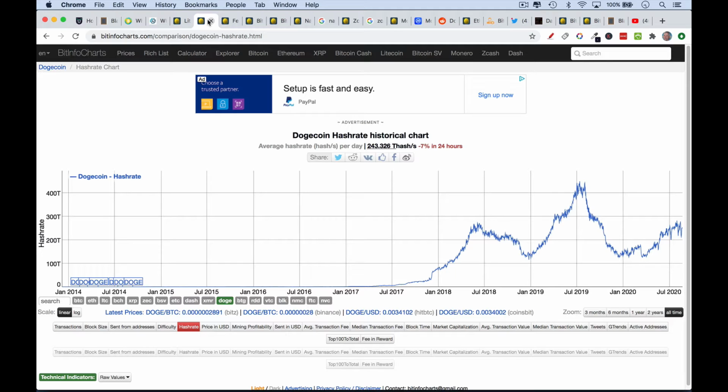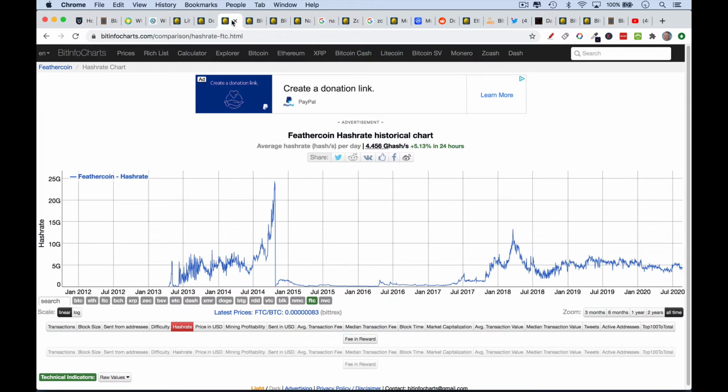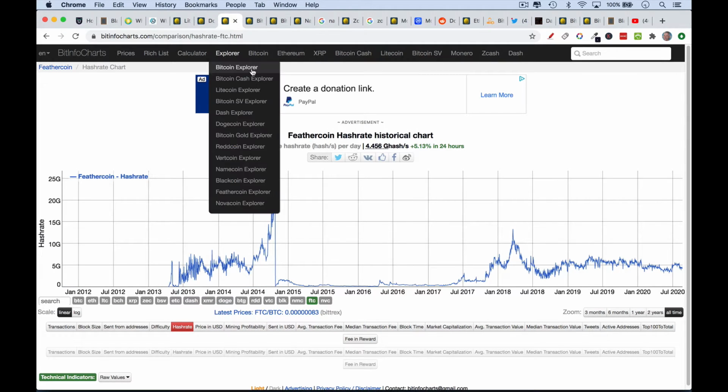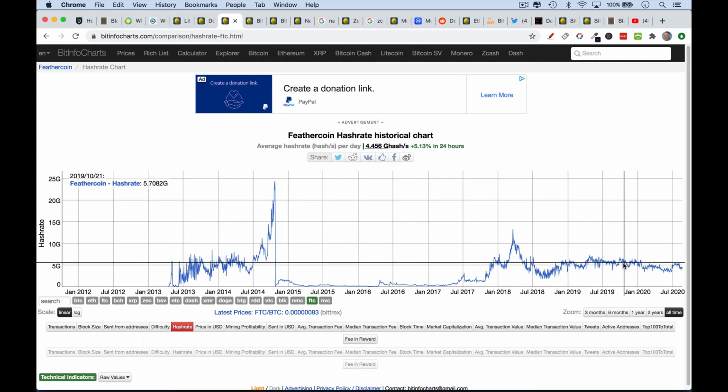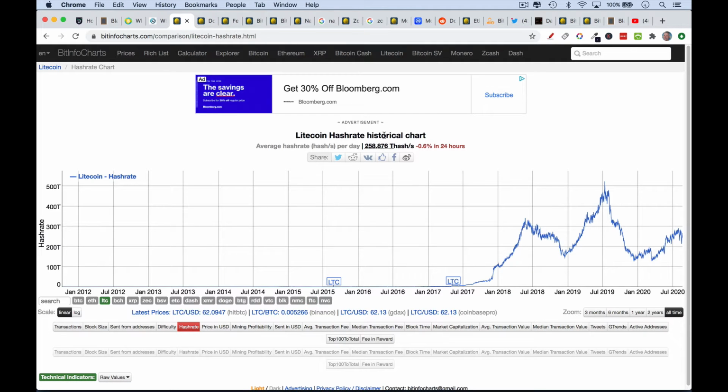Dogecoin, which has always been a bit of a joke, but it's on here, looks very similar, with these cycles of hashing power. Feathercoin, which I never heard of before, looks just terrible, a giant spike in 2014, and then it's been sort of grinding along the bottom since then. This is not the sign of a secure network. We can see that's also down at gigahashes, whereas Litecoin is up at terahashes.